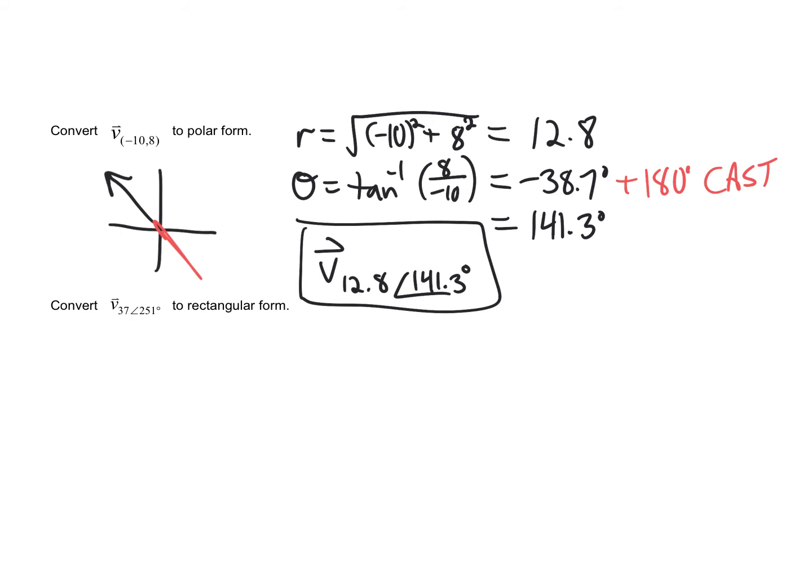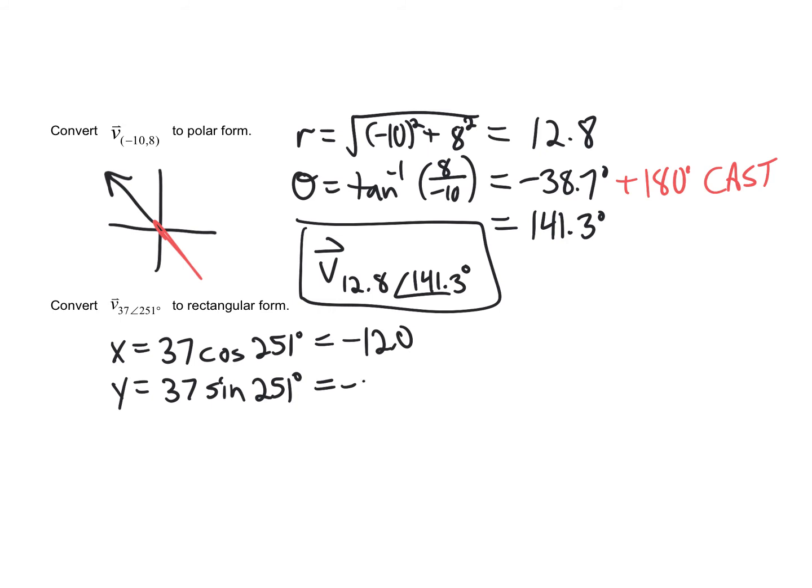Now to convert back from polar to rectangular, you can just break it down into its components. Again, it's basically the same idea as using trig, but we have x equals r cos theta and y equals r sine theta. And this will give us negative 12.0 and negative 35.0, so our vector is negative 12, negative 35 in rectangular form. So we have an x component of negative 12 and a y component of negative 35.